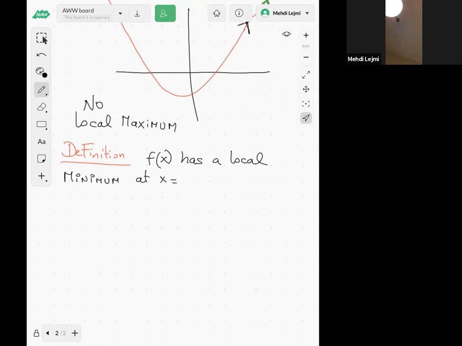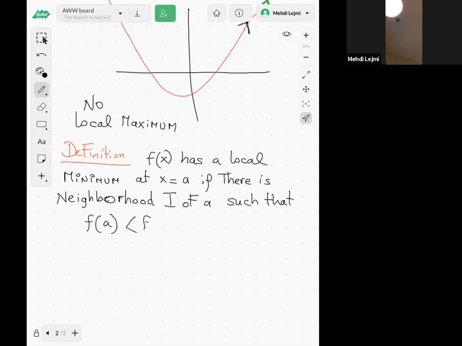at x equal to a if there is a neighborhood or an interval about a, a neighborhood I of a, that says that f of a would be less than f of x for any x in the neighborhood I of a, for any x in this neighborhood I of a.